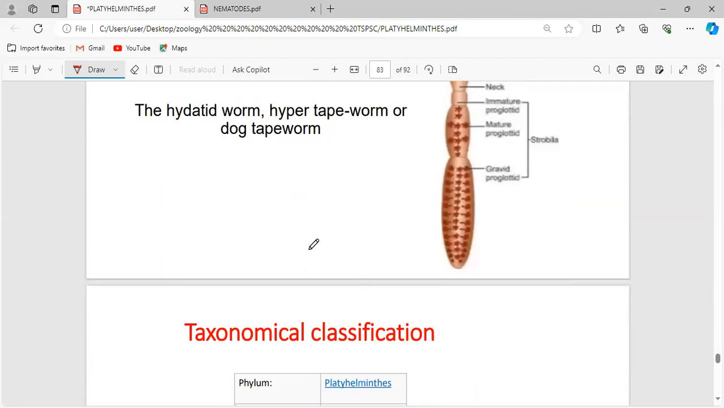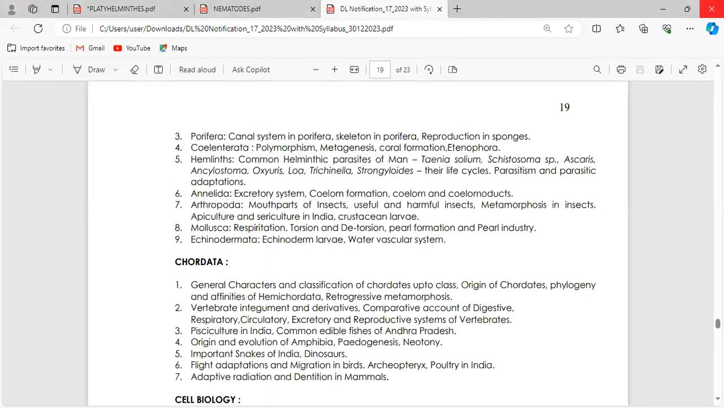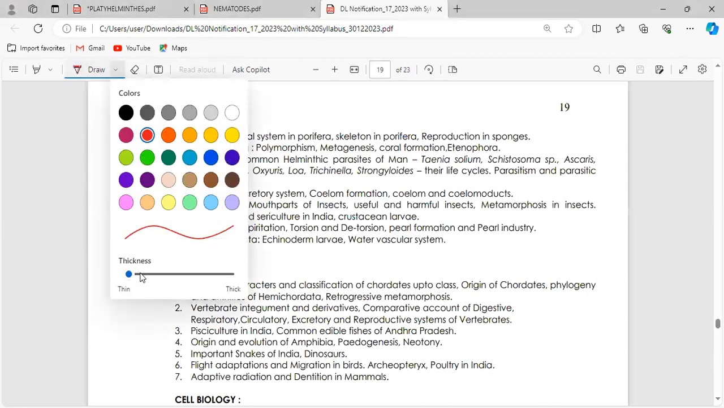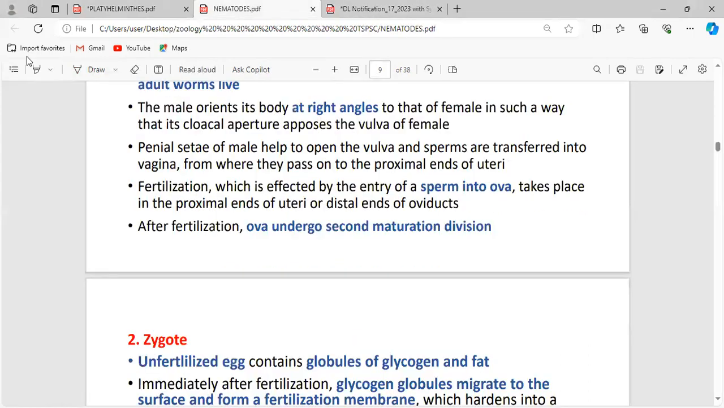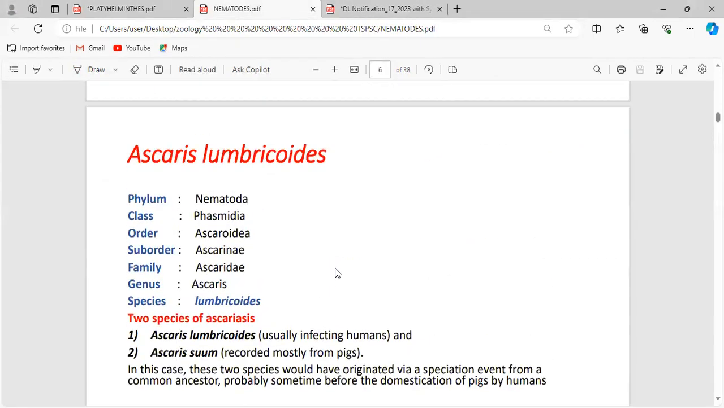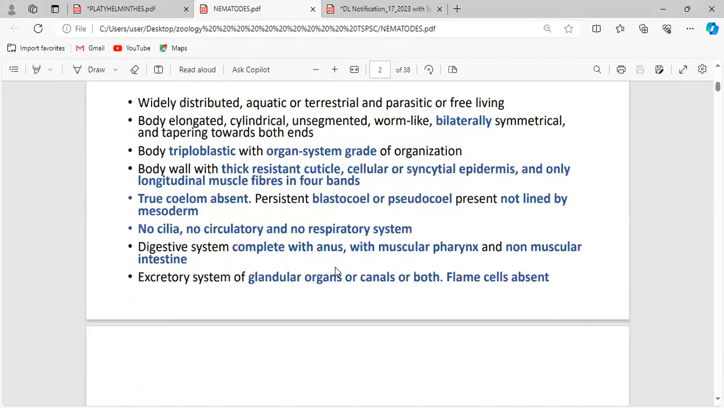Next we are going to deal with another parasite. In helminths, what we have studied are Taenia solium and Schistosoma. Today we are going to see Ascaris, which comes under the nematode category. Now we are going to see what nematodes are and their classification.